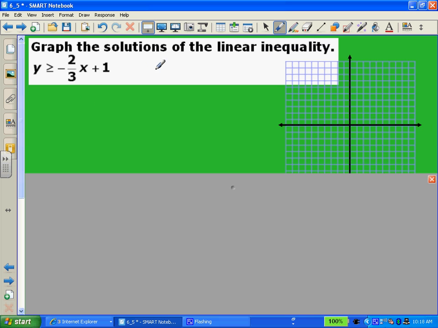Well, if you'll remember back from chapter 5, we got y equals mx plus b. So m is the slope here, which is negative 2/3, and b is the y-intercept, which is 1. And when we learned back in chapter 5 how to graph these, we'd start at 1 on the y-axis, because that's my y-intercept, and then it's down 2 over 3. And again, I like to make a lot of dots just so I have nice straight lines.